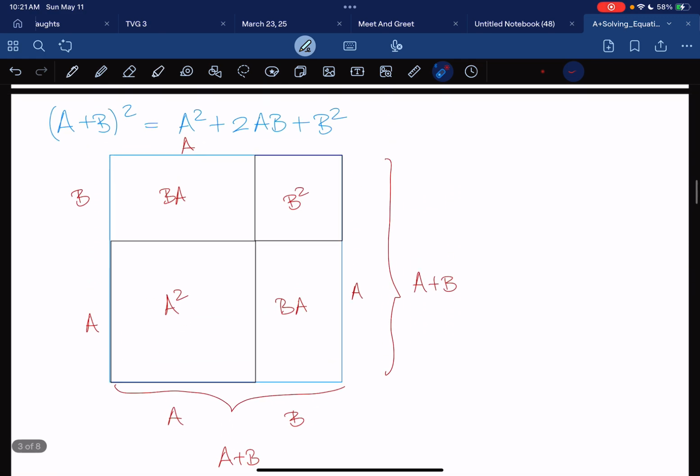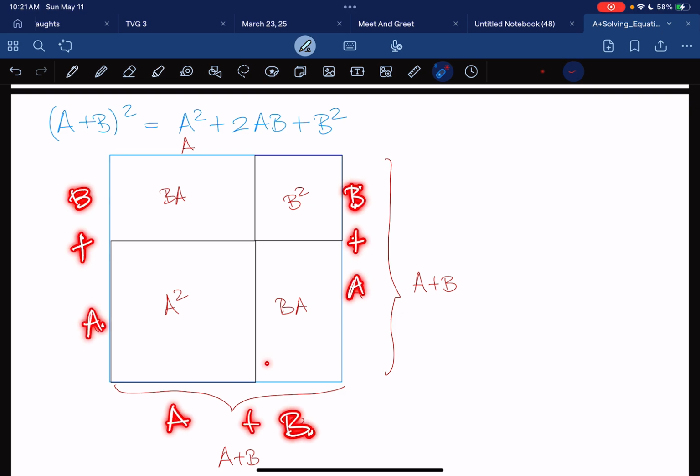And yeah, just take a moment to understand that if you're having trouble. So the height is a plus b, right? The height is a plus b. The base is a plus b. And we're able to cut it into these 4 components, right? Okay, just maybe pause this video and look at it, make sure it makes sense.